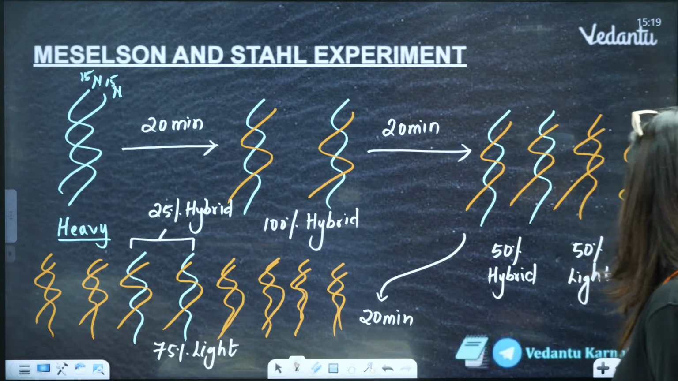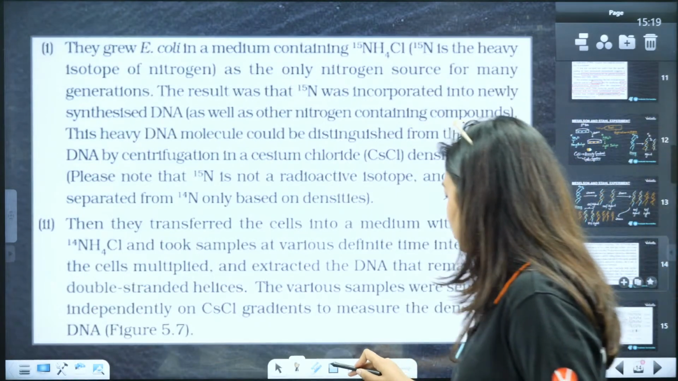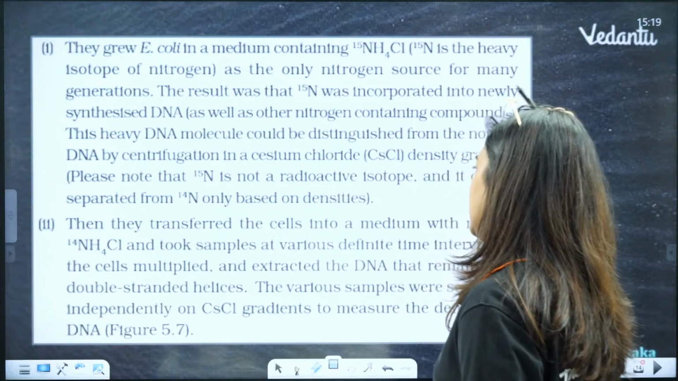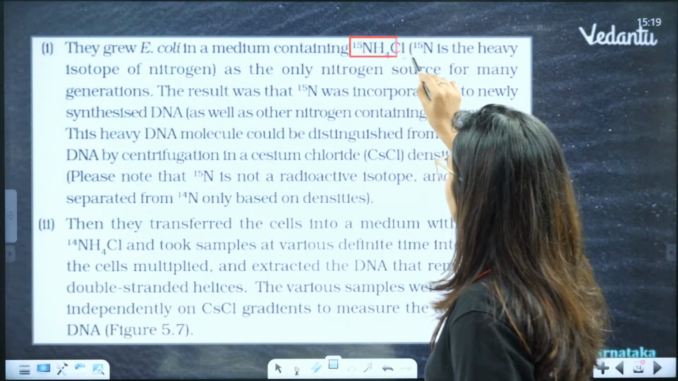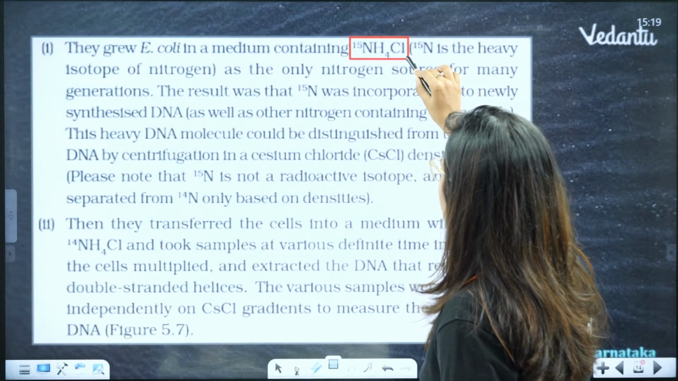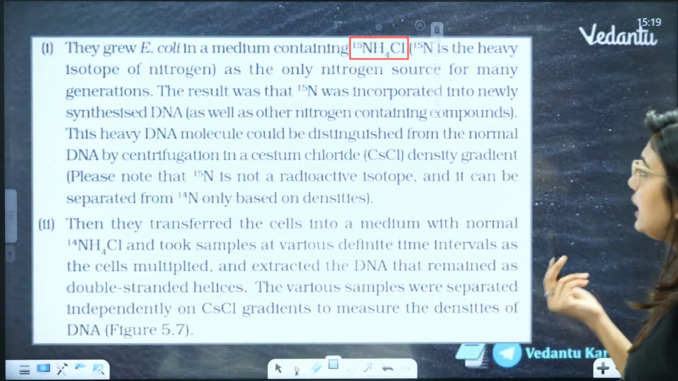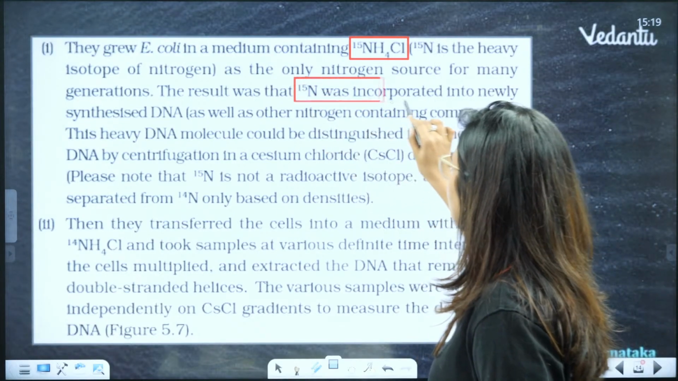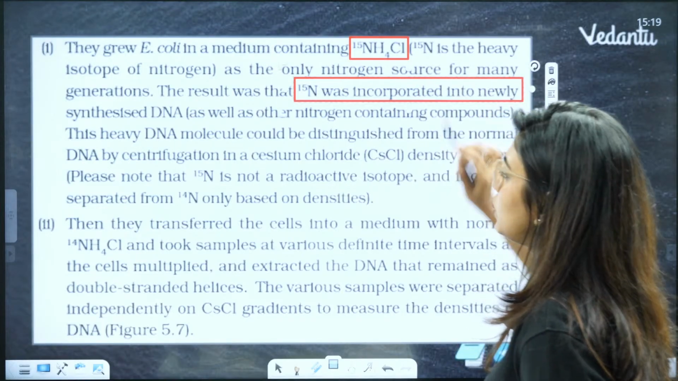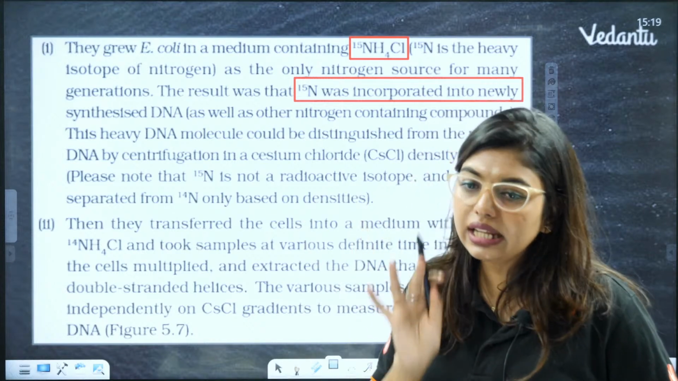Now I'll show you what Meselson and Stahl did. Okay, so see, now come here. They grew E. coli in a medium containing N15, N15 NH4Cl. N15 is a heavy isotope of nitrogen, as the only nitrogen source for many generations. The result was N15 was incorporated into the newly synthesized DNA because they had no other option, only N15 was there.